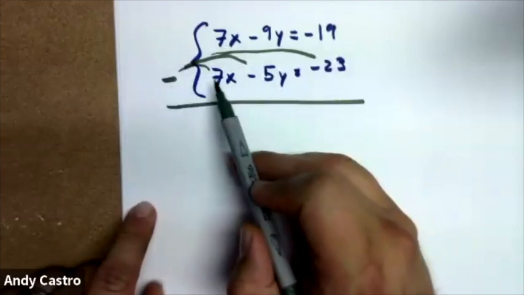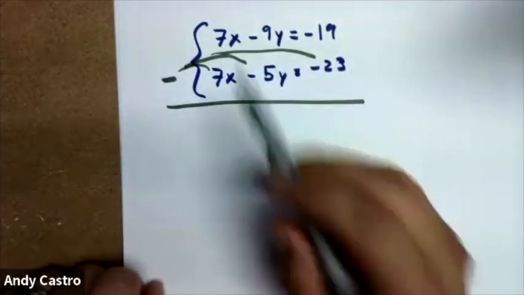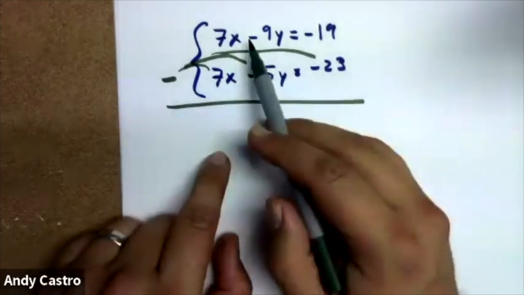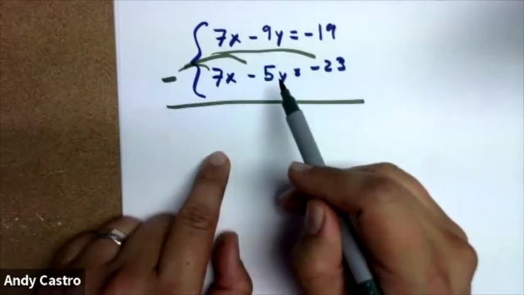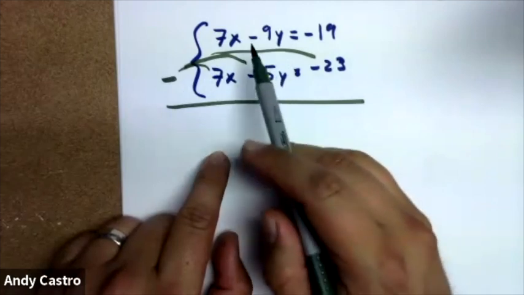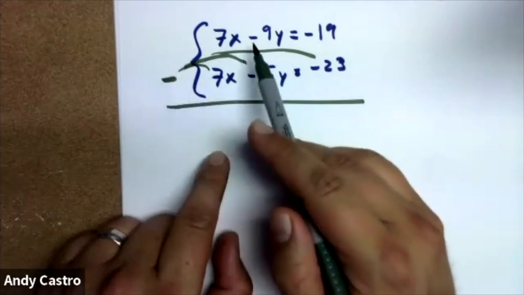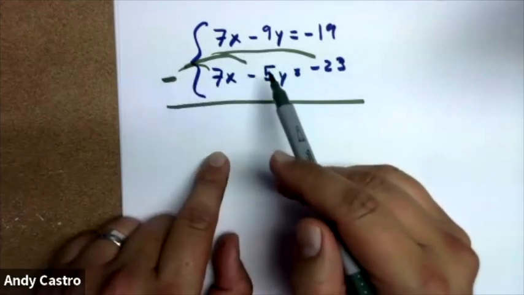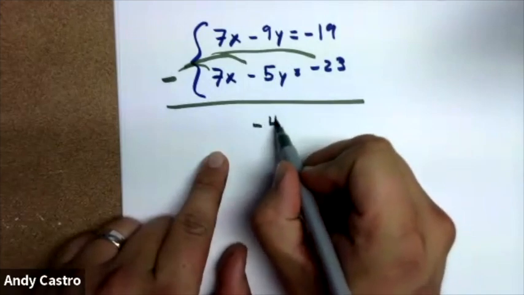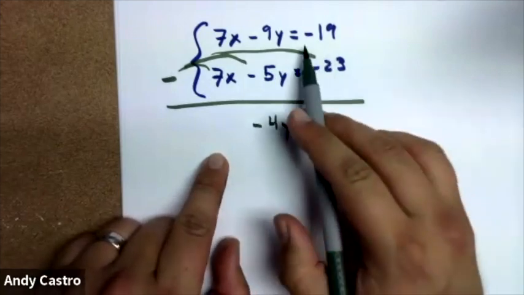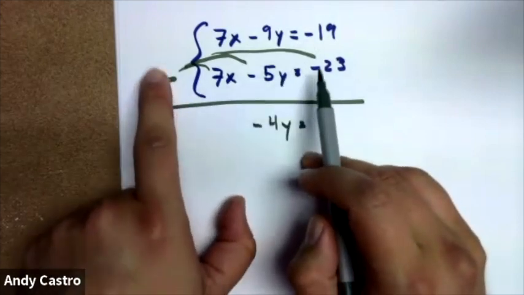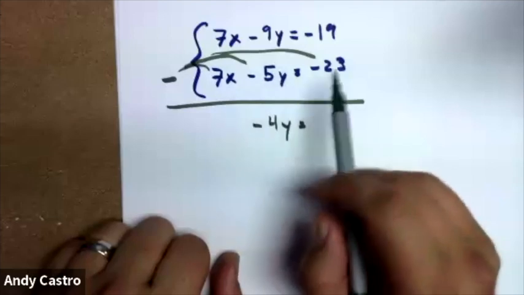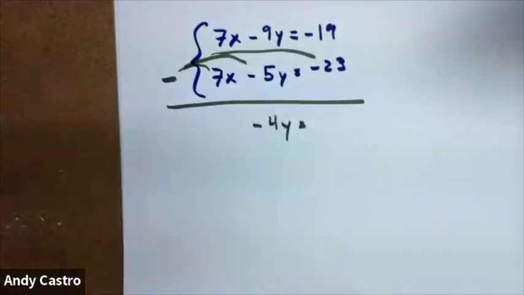7x minus 7x gives me 0. So those would cancel. Negative 9y minus negative 5y. Well, that would be a positive. Negative 9 minus a negative would be negative 9 plus 5. So that would be a negative 4y. Same thing here. Negative 19 minus a negative, that's going to give me a plus. So negative 19 plus 23 will give me a 4.